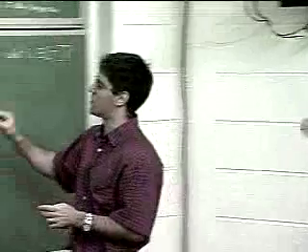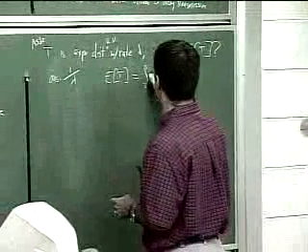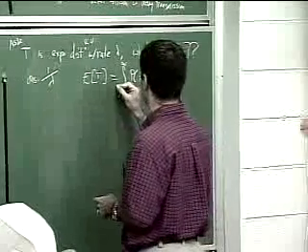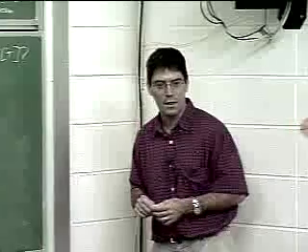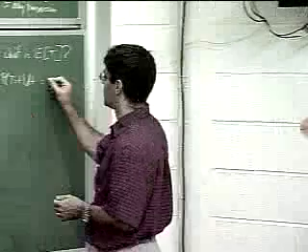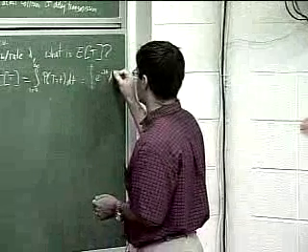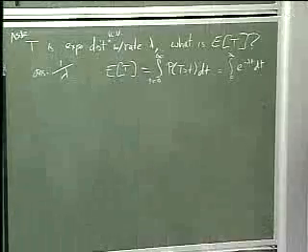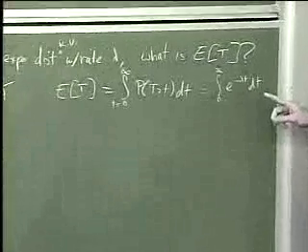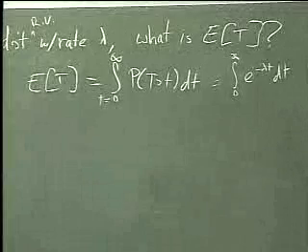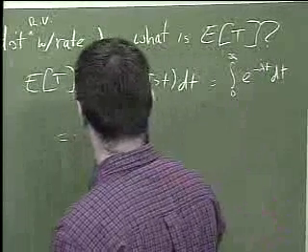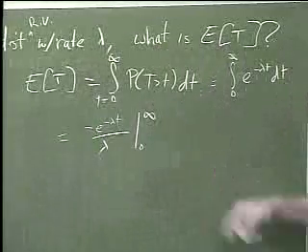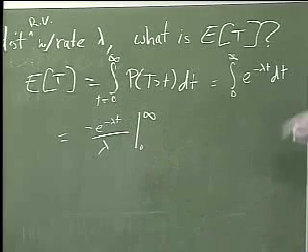We said for a continuous random variable, E of t is the integral from 0 to infinity of the probability that t is greater than t. Remember that? So that's just the integral from 0 to infinity of e to the minus lambda t dt. You're going to integrate this, you get minus e to the minus lambda t over lambda, from 0 to infinity. When you plug in infinity, you get 0. When you plug in 0, you get 1 over lambda, or minus 1 over lambda.